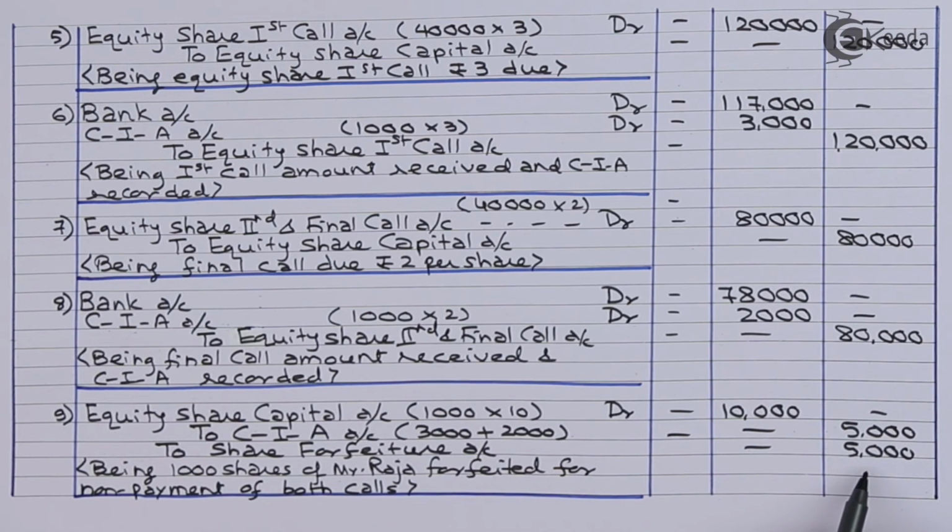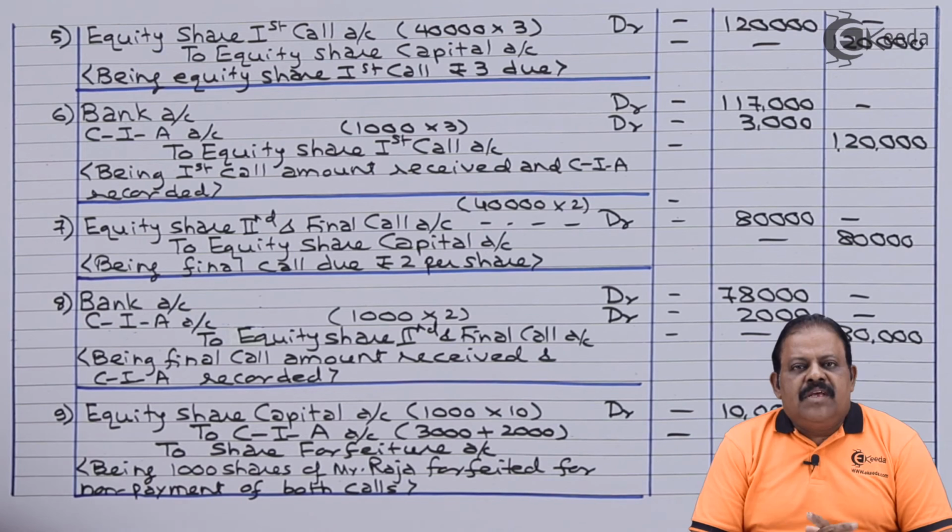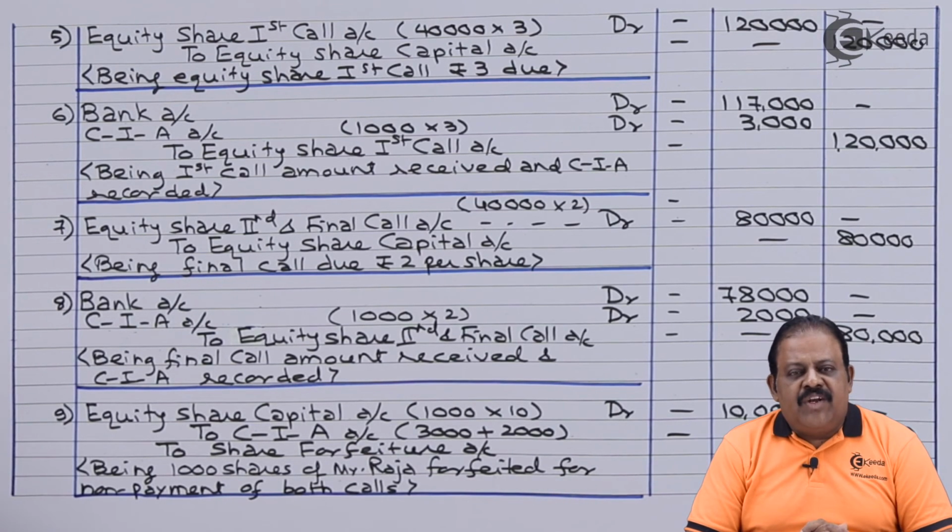This is the amount which Raja has paid at the time of application and allotment. The whole of the amount will not be returned to him, which becomes profit for the company. It's a capital profit, share forfeiture account. Being 1,000 shares of Mr. Raja forfeited for non-payment of both calls. Here we have recorded all entries up to final call, including forfeiture. The company may issue these forfeited shares to some other person, which is called reissue of shares.